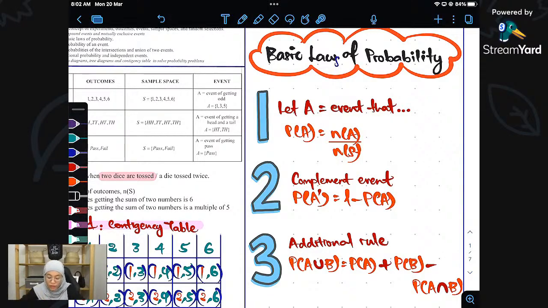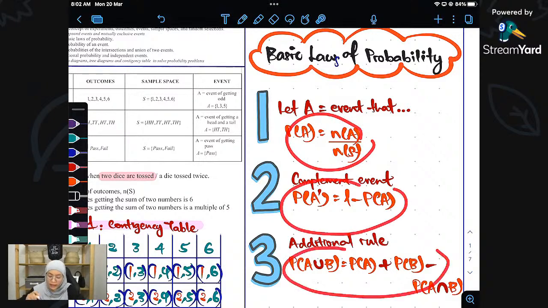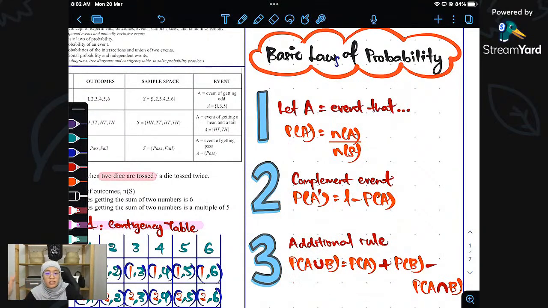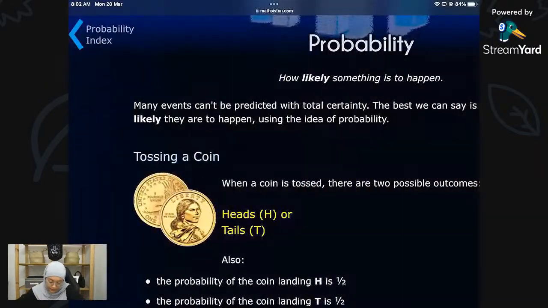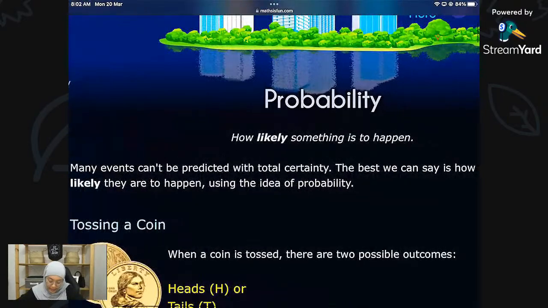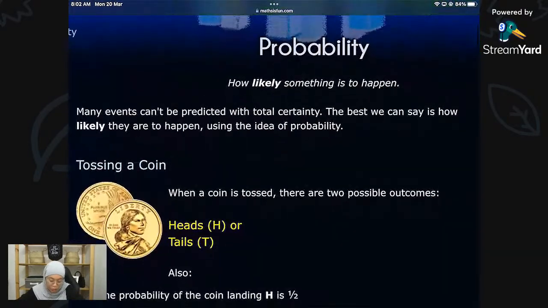But before we go too deep into all of these formulas, I think it is better if we understand what is probability, isn't it? So what is probability? Let's have a look at this website. This is a very good website to check on, mathsisfun.com. So probability is how likely something is to happen, how likely something is to happen.